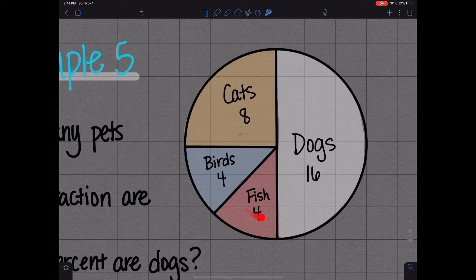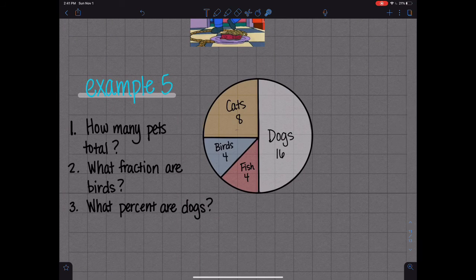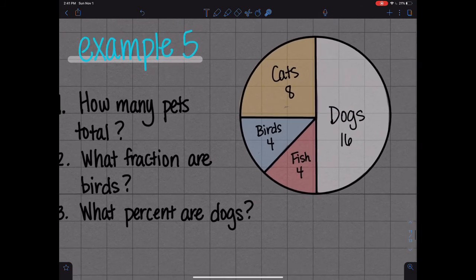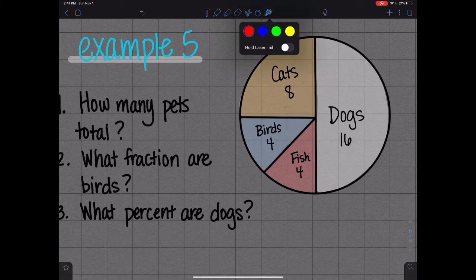If the circle is all of the pets, then you can know how many dogs are there compared to all of the pets, how many cats are there compared to all of the pets, or even compared to dogs or birds or each other, right? So let's just go through the questions. And the first one says, how many pets are represented in the graph? So how many total pets are there? So I rewrote the question to reflect how many total pets are there.